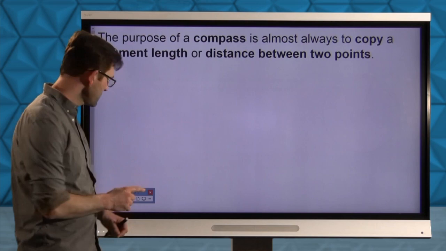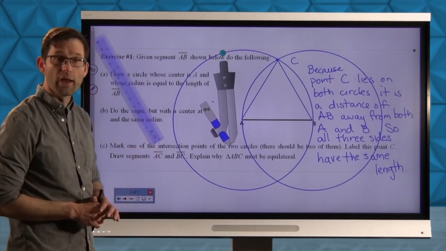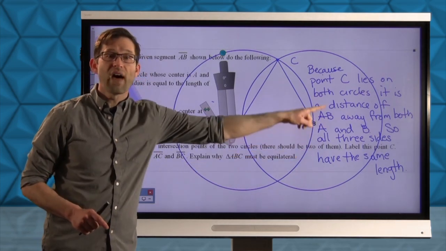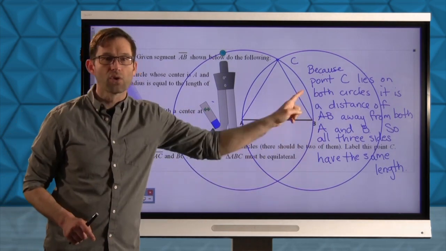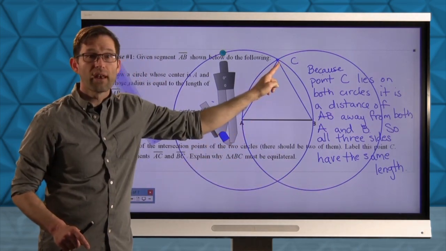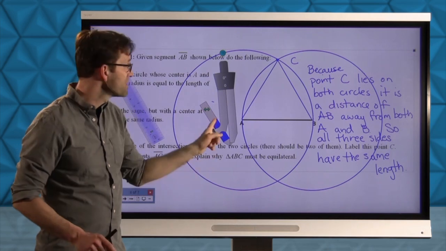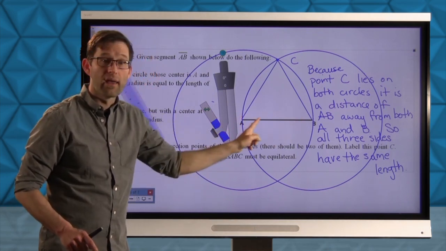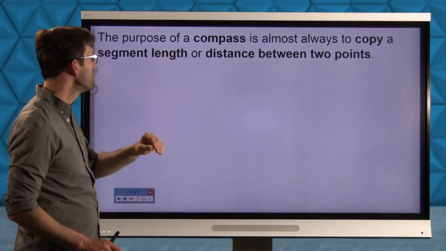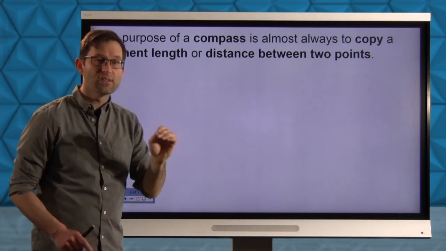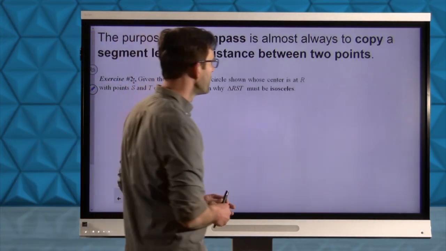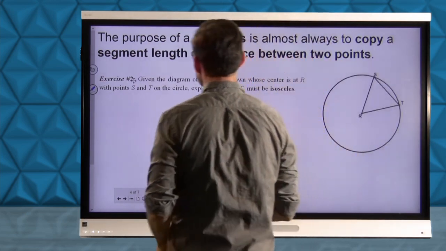In other words, in that last exercise, I set the radius of the compass to be the length of AB, and then I used that to copy that length all around this circle, and then to copy that length all the way around this circle. That allowed me to identify point C up here, which was a length of AB away from point A and point B. So the purpose of a compass is almost always to copy a segment length or distance between two points. And we can really get at this idea in exercise number 2. There it is.